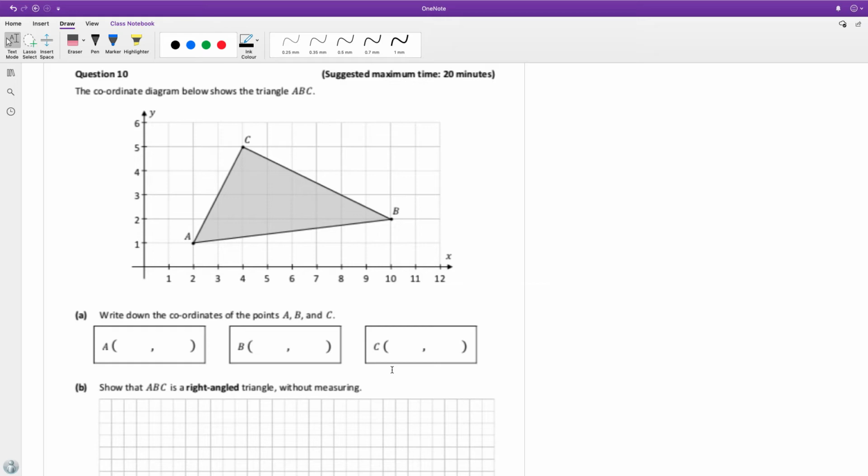Right, first things first, we're going to check our points. Jeremy, what did you get for A? Good stuff. Julianne, what did you get for B? And 2. And Grace, what did you get for C? 4, 5. Right. Jeremy, do you know anything about a right-angled triangle?